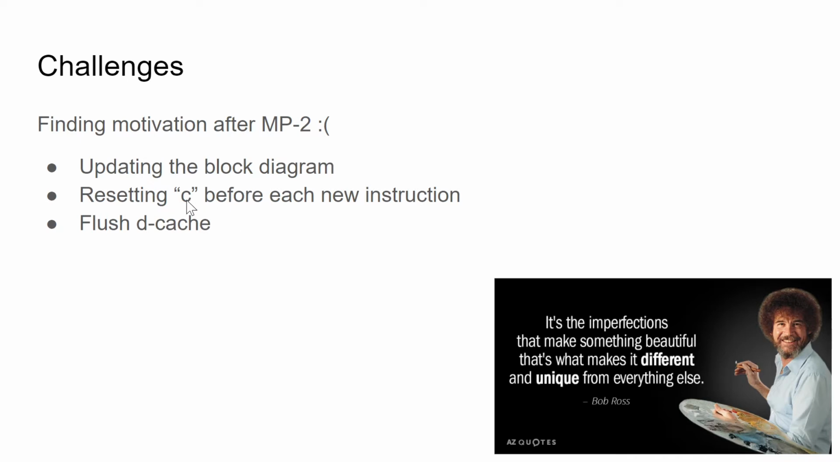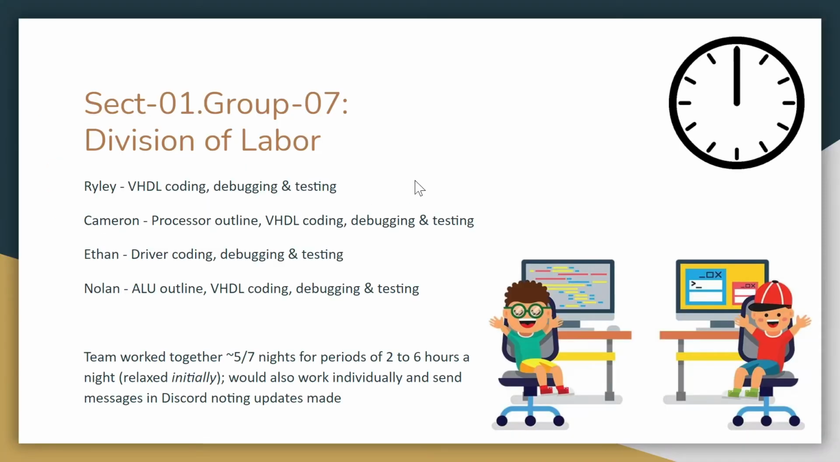Resetting C before each instruction. Oh, that was one of the problems that we found when debugging our code: our intermediate value that we were setting things to in the execute stage, we were never resetting. So it was just always saving previous iterations of C, or I guess the previous iterations of instructions, into the V array, which was wrong.